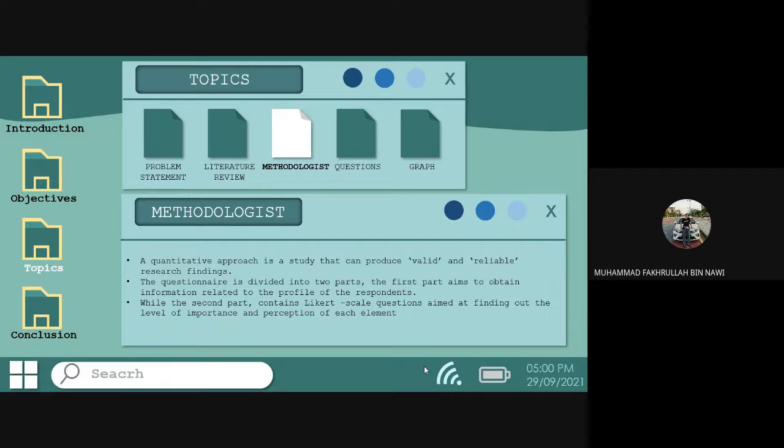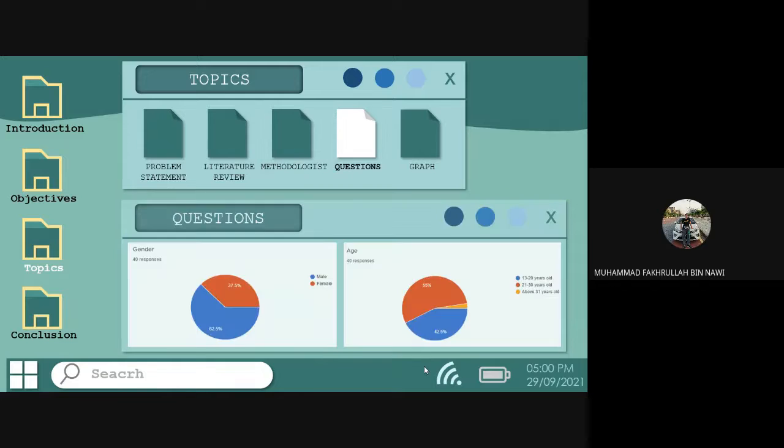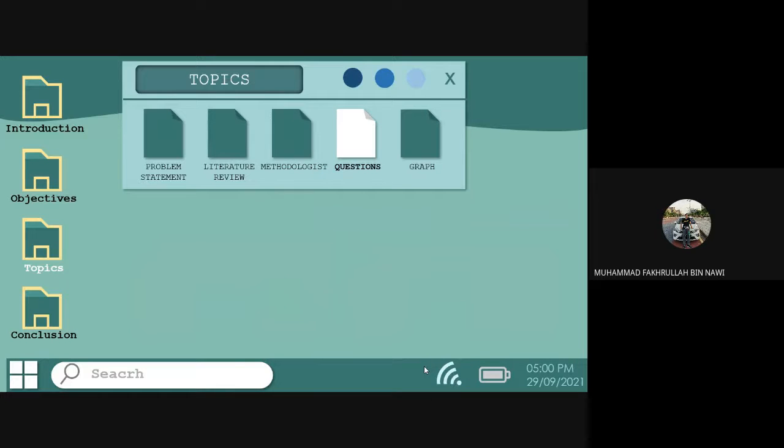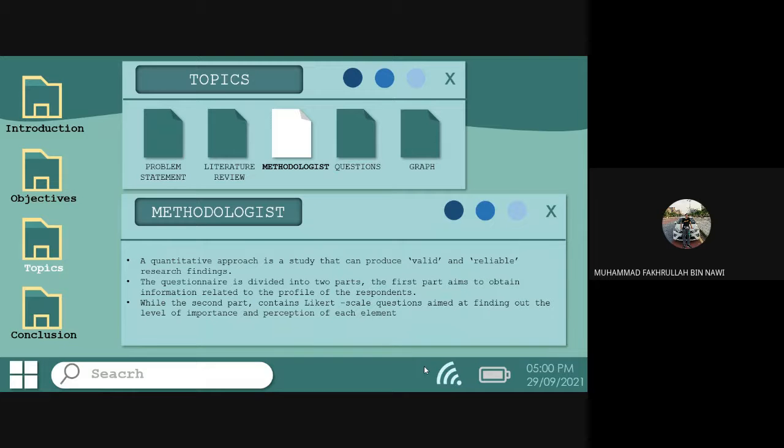The questionnaire is divided into two parts. The first part aims to obtain information related to the profile of the respondent, while the second part contains Likert scale questions aimed at finding out the level of importance and perception of each element. The questionnaire also allows the researcher to get more information about something in a shorter time. In addition, the research result will also be able to be reused or repeated in other areas that have similar environmental characteristics in solving a problem or to suggest change.